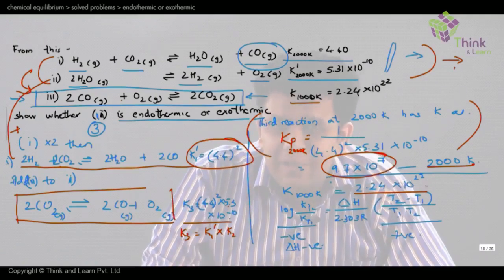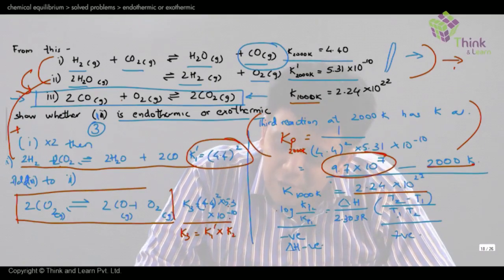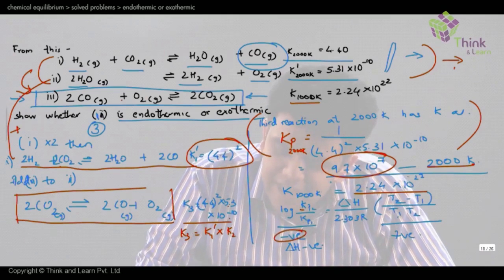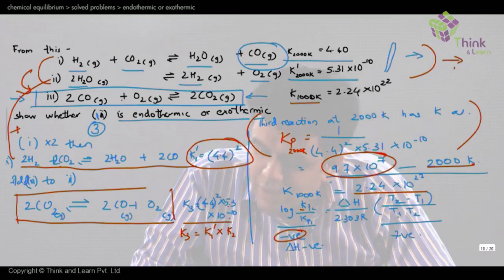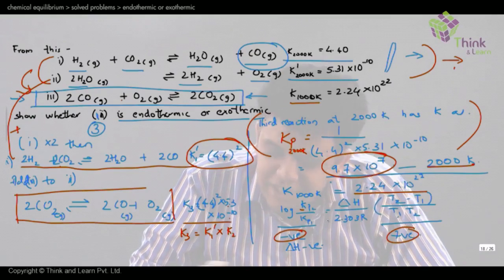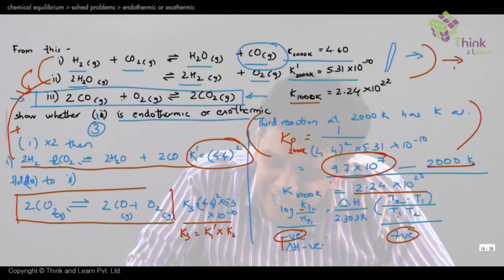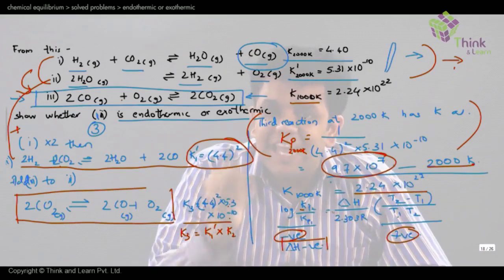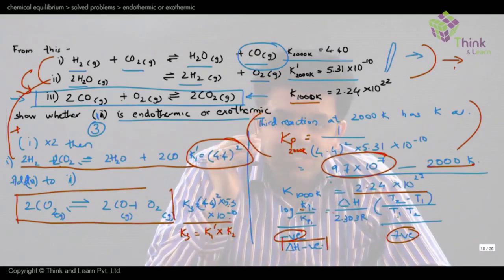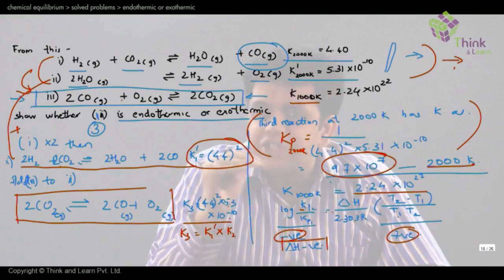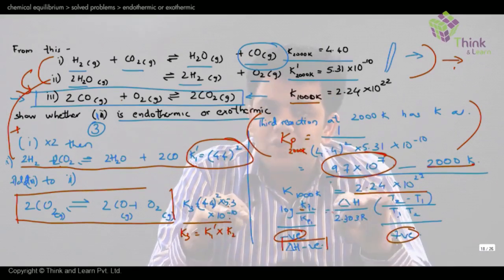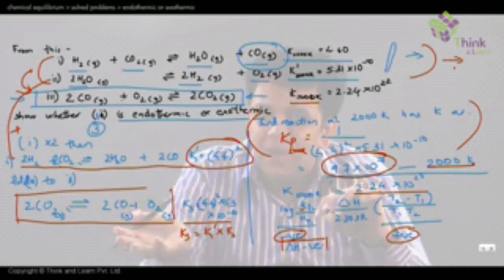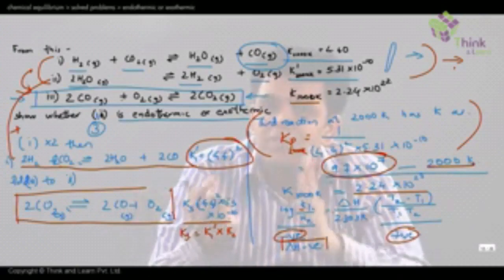Now we apply this concept in Van 't Hoff. In Van 't Hoff, Kp2 by Kp1 is negative, so the LHS is negative. T2 minus T1 by T1 T2 is positive because temperature is increased. So delta H has to be negative. Given that delta H is negative, this reaction is exothermic, right? So essentially what we did was, we found out the relationship between the two equilibrium constants at different temperatures, and then applied that in the Van 't Hoff formula to find out whether the reaction is endothermic or exothermic.